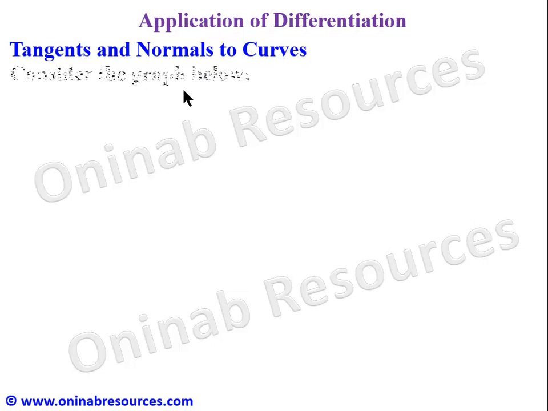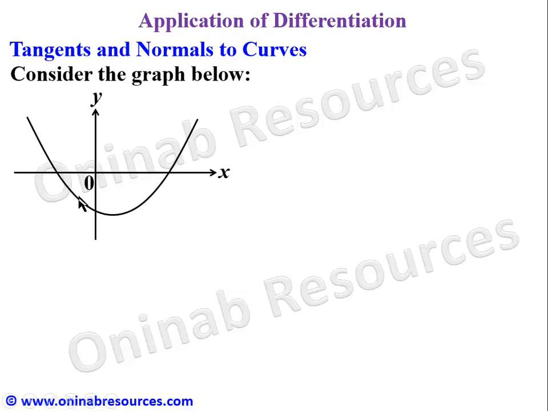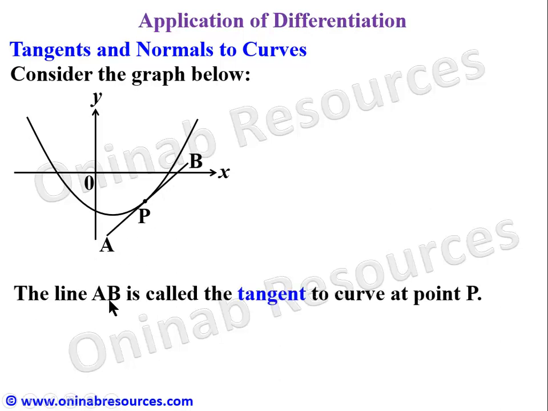Now let's consider the graph below. This is a quadratic graph, or we call it the graph of a polynomial of degree 2. So if we pick any point along the curve, call it this point P, and draw a straight line through that point and name it AB, the line AB is called the tangent to the curve at P. So that's the tangent to the curve at P.